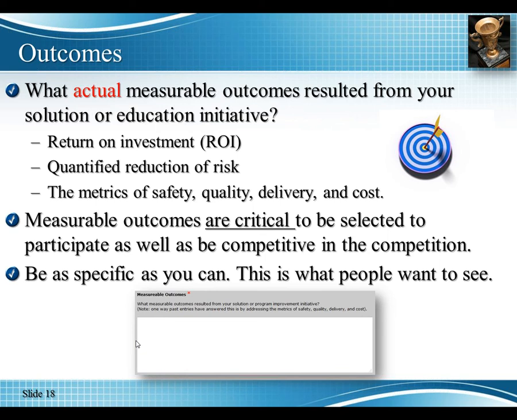One of the things that I've told other people is that if your measurable outcomes start with, well, we think the return on investment might be, or the quantified risk reduction might be this, or it might be that, then you might not be ready for the competition. You might want to wait another year and at that point do your submission. You want to get selected by having really measurable outcomes, and these are extremely critical. And please be as specific as you can.